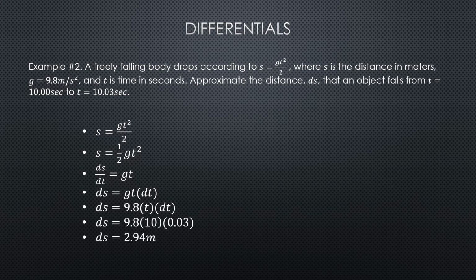That gives us dS is equal to 9.8, which is what g was, times t and the change of time. Our time is 10 seconds. Our change of time is the difference between 10 seconds and 10.03 seconds, so that's 0.03 seconds. And that gives us a change of distance from time equaling 10 seconds to 10.03. The change of distance from those two times is equal to 2.94 meters.